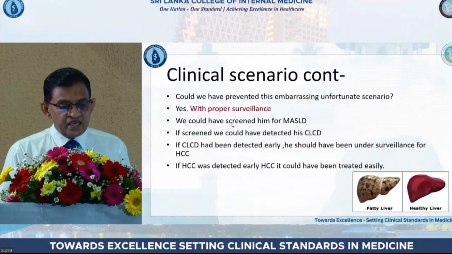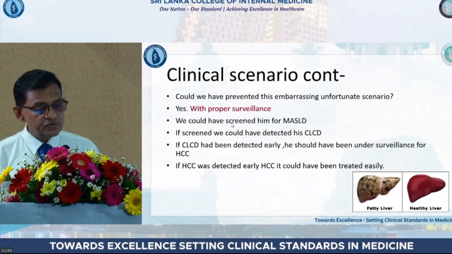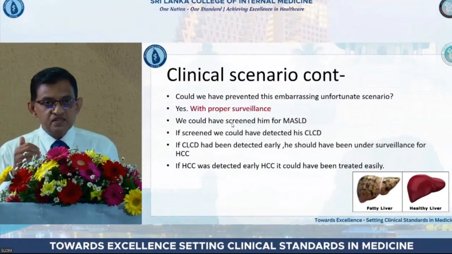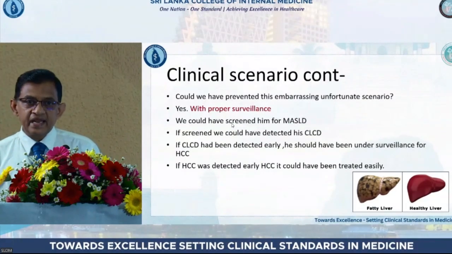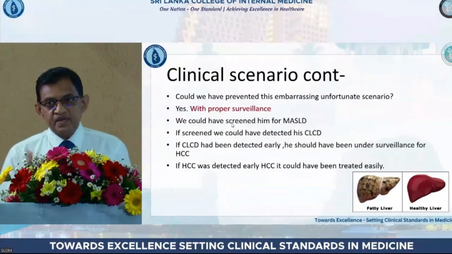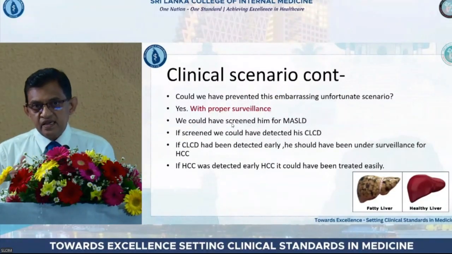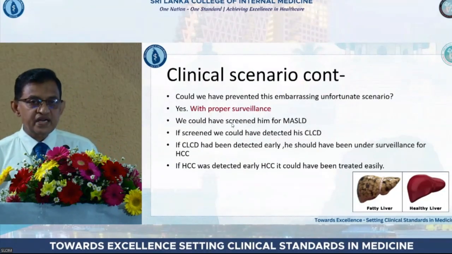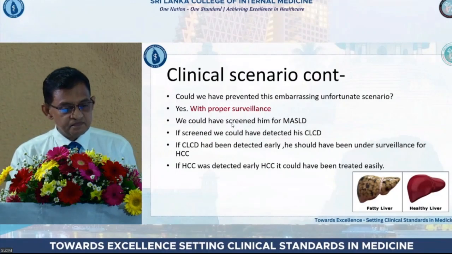So could we have prevented this embarrassing, unfortunate scenario by screening? The answer is yes, with proper guidelines in effect from 2019 onwards. That was when the American Diabetes Association introduced screening diabetes patients for fatty liver. That was 2019. So now this should not happen.